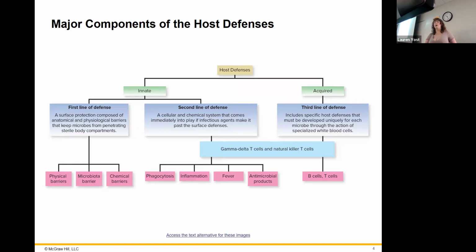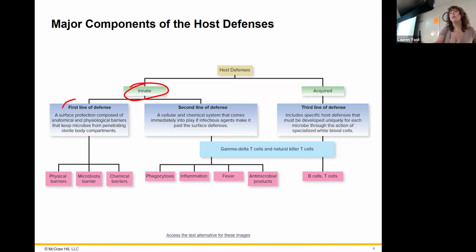We have two lines of defense within this category that we call innate immunity. So innate is just the basic stuff. It's not specific to any specific thing in general, but it's just going to target bad. Okay, so that's our innate system.